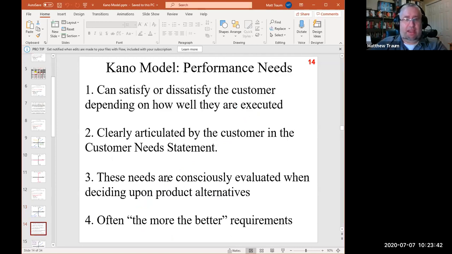They are usually clearly articulated by the customer in the customer need statement. So these are the needs that you're going to see appearing in the customer need statement. These are the needs that are consciously evaluated by the customer when they're deciding on product alternatives.